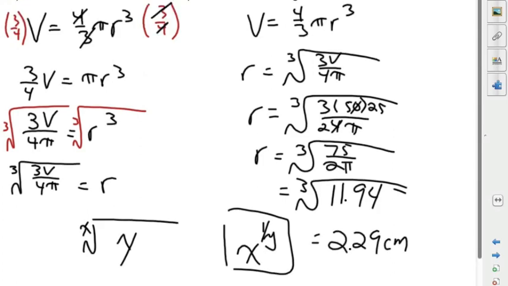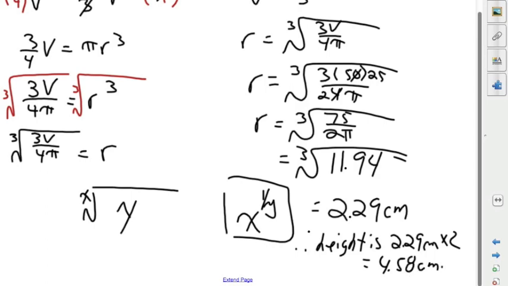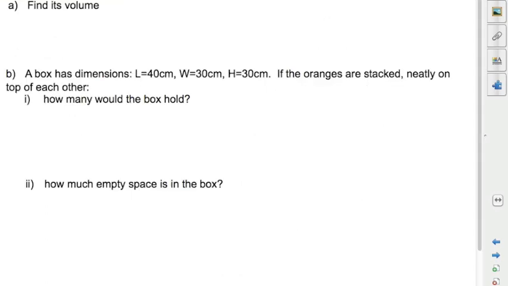What's the question asking? We want the height. So therefore the height is 2.29 centimeters times 2, which is equal to 4.58 centimeters. Okay. So we need to remember to answer the question at the end. That's right. And you need a better calculator. Maybe your calculator too.